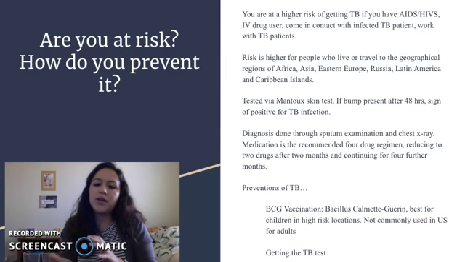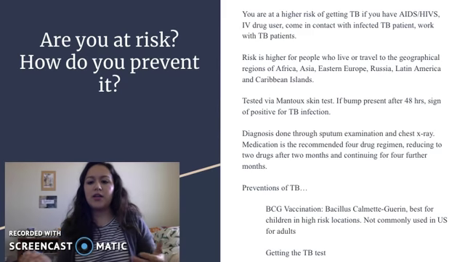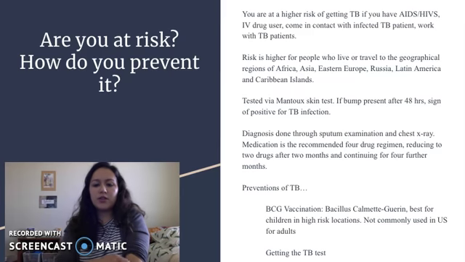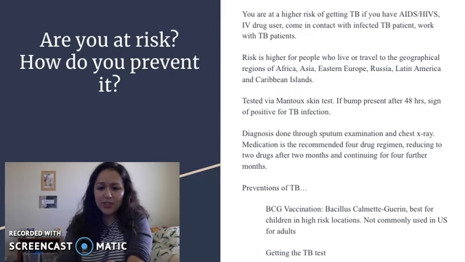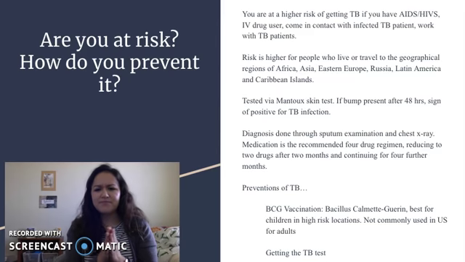So the way that you test for TB is through the Mantoux skin test, which is, I think, the one that most of us have probably gotten. That's when you go and they insert a little bit of tuberculin under your skin, and then 48 hours later you go back to the doctor's office and they check to see if a bump has arisen. So if you do have a bump, that means it is positive for TB infection. Again, that does not mean that you necessarily have active TB. They measure it based on the size and the redness of it.